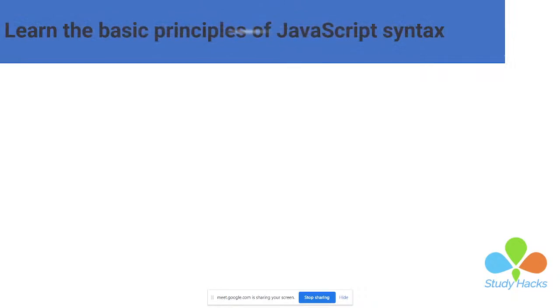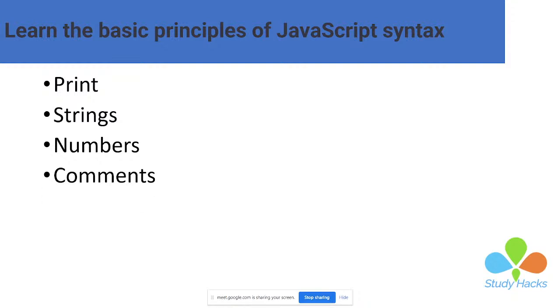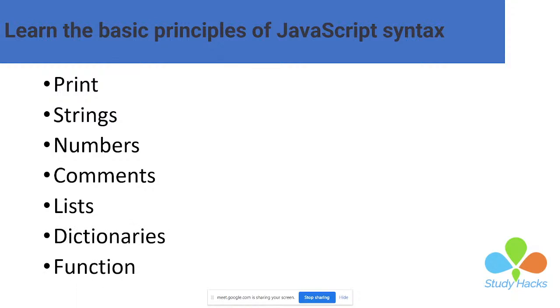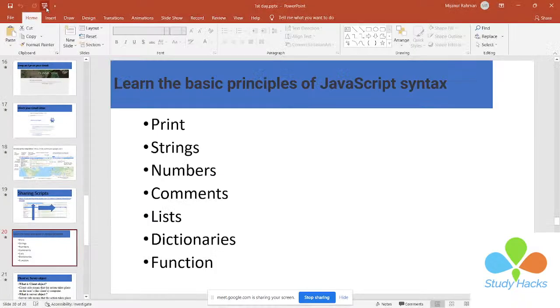As beginners, you may not know the programming language, so I will also try to teach you the basic principles of JavaScript syntax which you need to learn for the Google Earth Engine platform, so that you can easily understand all of the code. I will discuss the print function, string and number data types, comments, how to make a list, how to make a dictionary, and how to make a function. I will discuss what you need for learning JavaScript programming. Now I simply open my code editor.